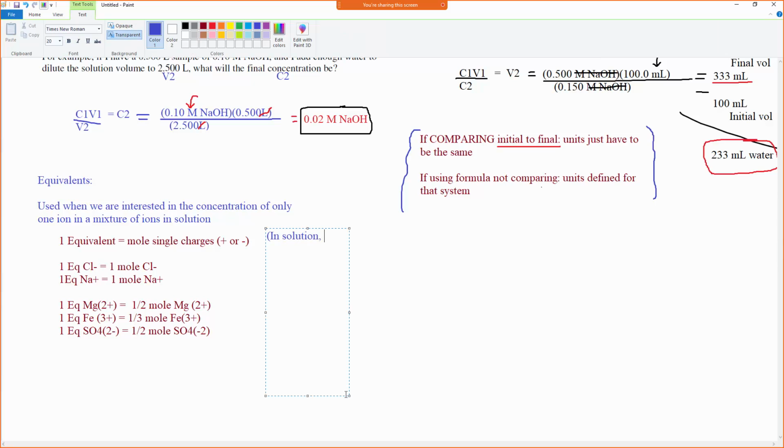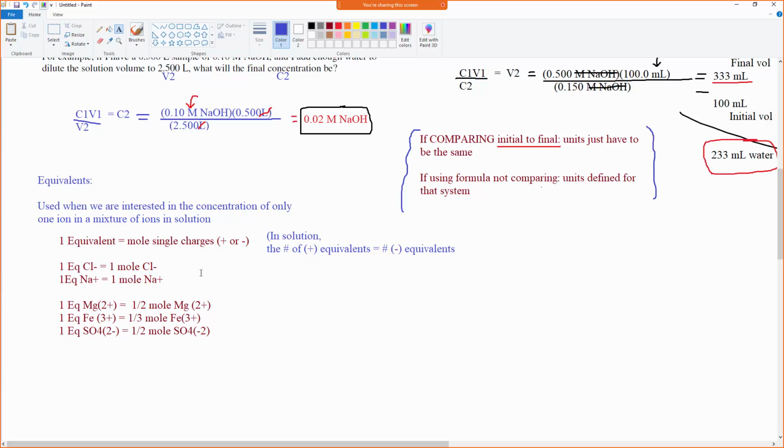of course, if you've got a mixture of ions, they still have to balance. So the number of positive equivalents has got to be equal to the number of negative equivalents. I'm never going to test you on that, but that's essentially what it comes down to. So if you've got a big mixture of cations and anions, you should be able to add up the number of equivalents and they'll be equal. But this is what it is, just to give us an idea.